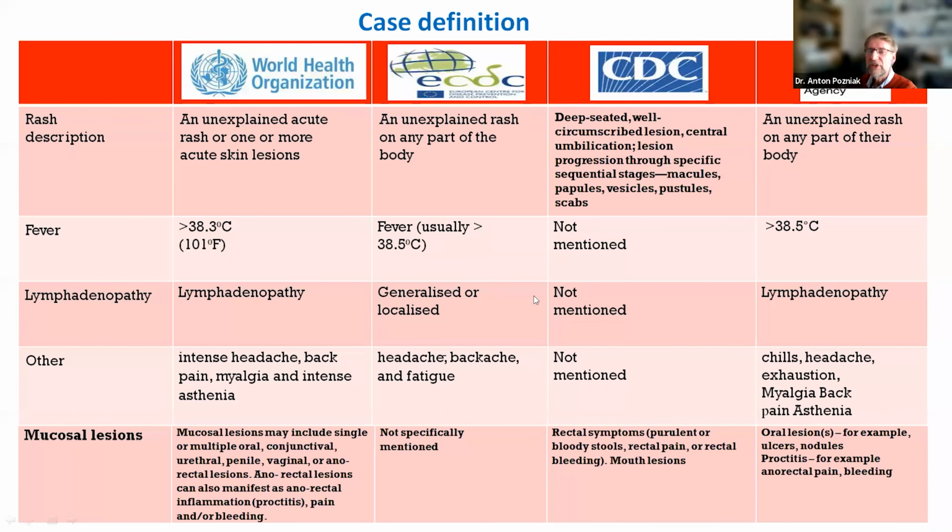And the case definition, everybody's got their own case definition, but most of them include rash, fever, lymph nodes, and then other things: headache, backache, fatigue, chills, and mucosal lesions. And now what's included is that a single rectal lesion could also be monkeypox. So anal rectal lesions have been included in the definition.